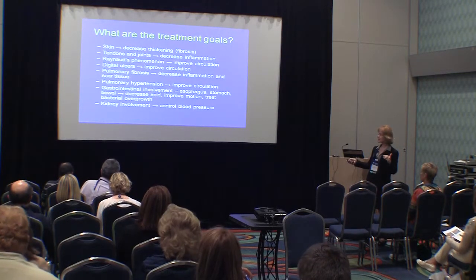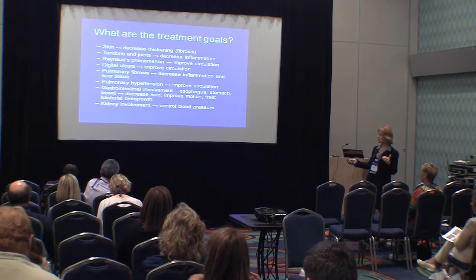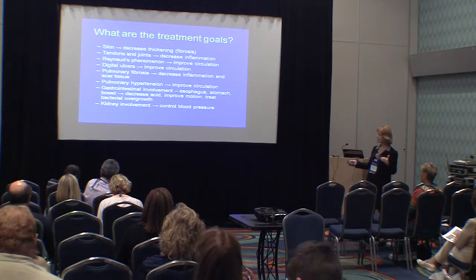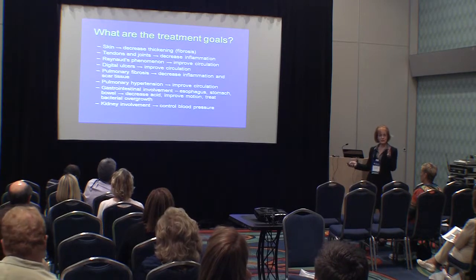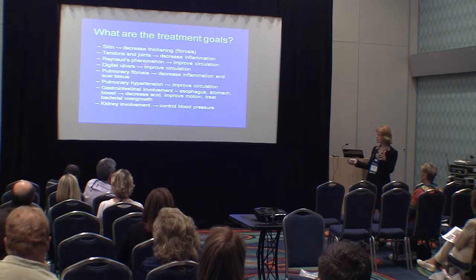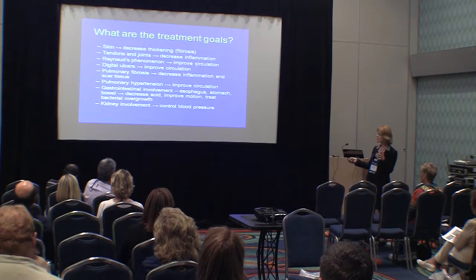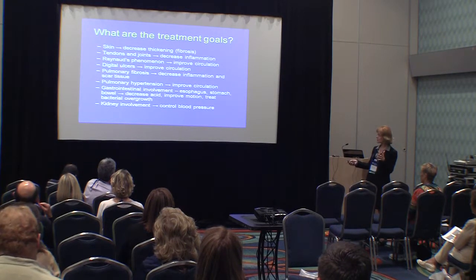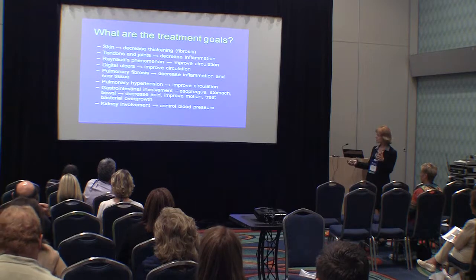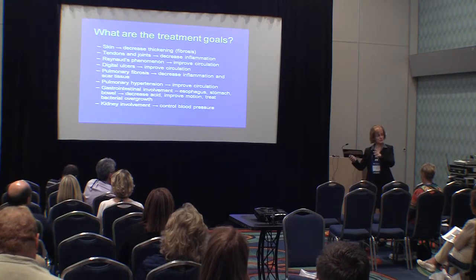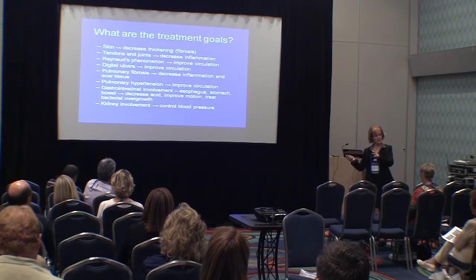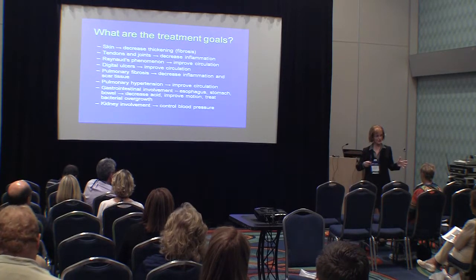For skin, and that depends on what's involved, as you can see from this very busy slide. For the skin, you want to decrease the fibrosis. For tendons and joints, you want to decrease the inflammation. For Raynaud's, you want to improve the circulation. That's the same for digital ulcers. And then you can go through this whole long list, and the approach to treatment is going to change depending on the organ system involved.